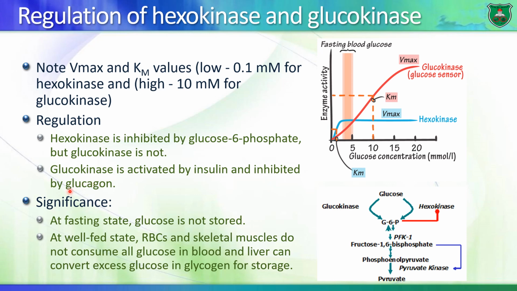What is glucagon? It's another hormone that is released when we are hungry. When we're hungry, there is no need to store glucose. It should be distributed to peripheral tissues. And as a result, this enzyme glucokinase is inhibited so that glucose is kept for other tissues.